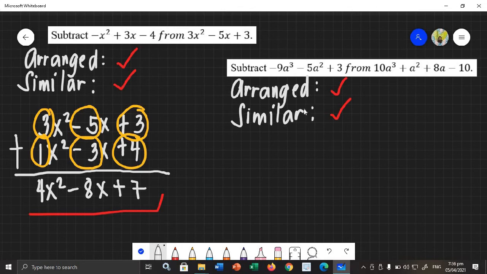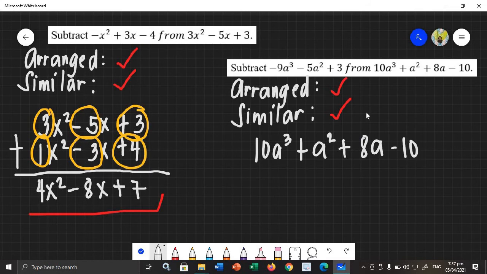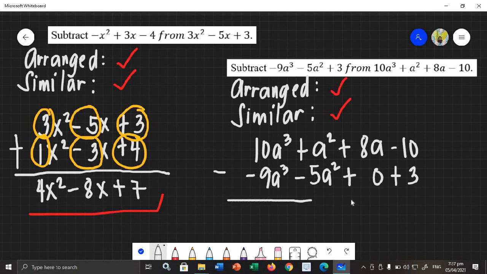Yung minuend natin is this one. So, si 10a raised to the third plus a raised to the second plus 8a minus 10. Then, i-minus natin si negative 9a raised to the third minus 5a raised to the second plus 3. So, constant agad, tapat natin kay negative 10. And then, here, sa blank na part, lagyan lang natin ng 0 para hindi tayo malito.